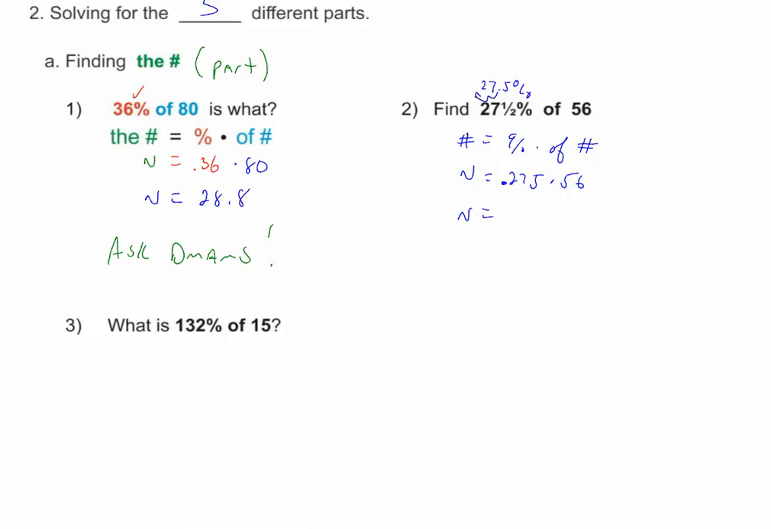0.275 times 56. Kristen, what do you got? 15.4. How many got 15.4? Okay, and that's what you should have gotten on your calculator. Now, again, I need to go to the MAMS. Hey, MAMS, what do you think about 15.4?